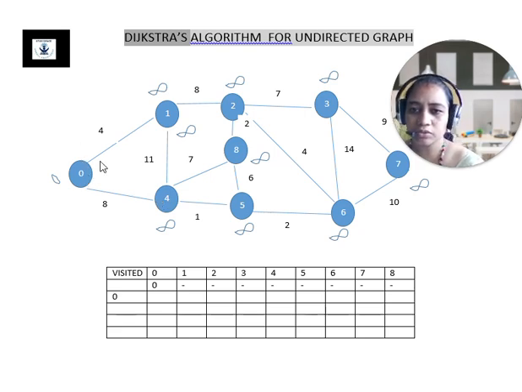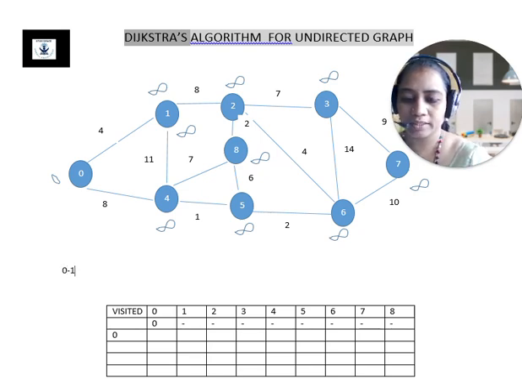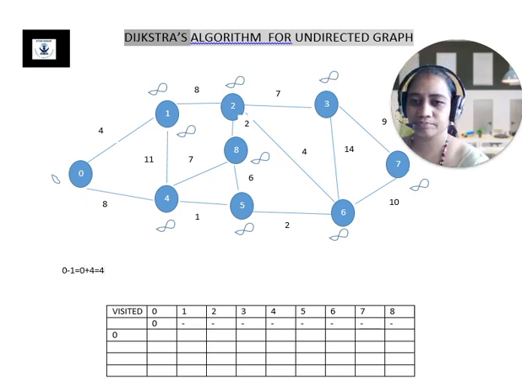Now from 0, to which nodes is there a link? From 0 to 1 we have, and 0 to 4 we have. Now calculate it as we did previously. How do we calculate? The cost of 0 is 0. So taking 0 to 1, what will be the cost? The cost of 0 is 0, plus 0 to 1 is 4. So that will be 4.